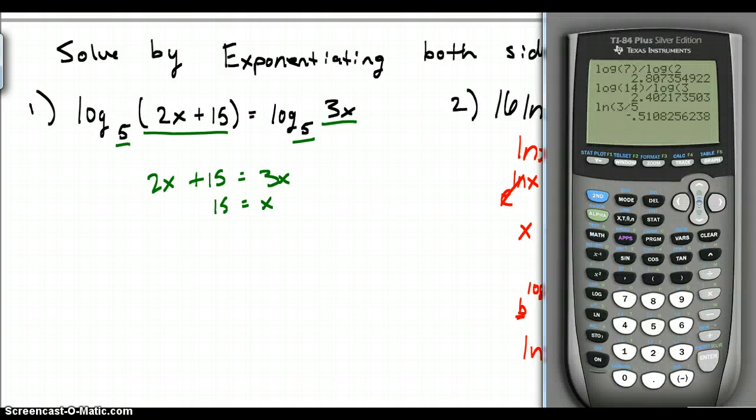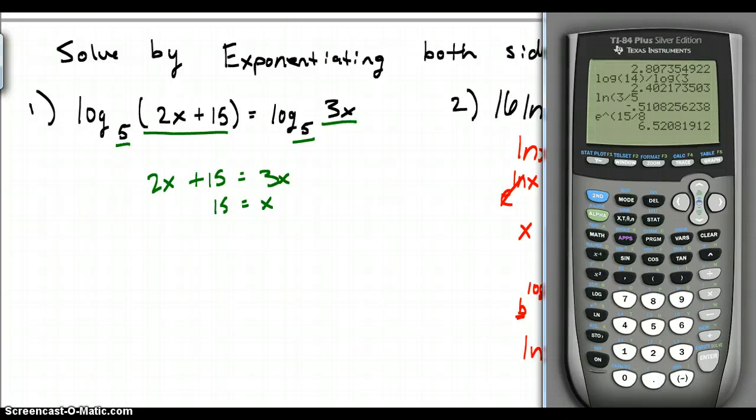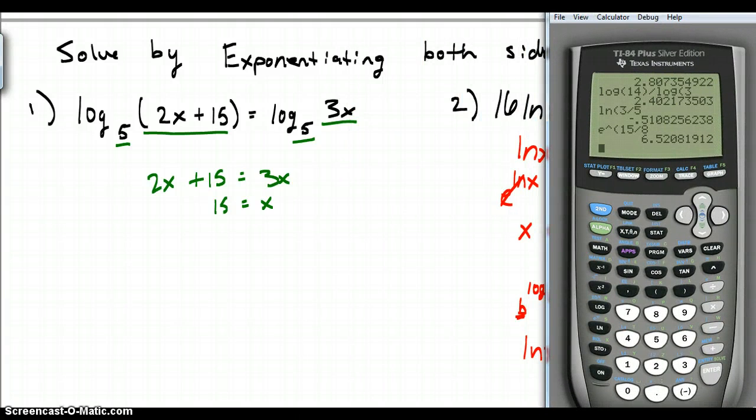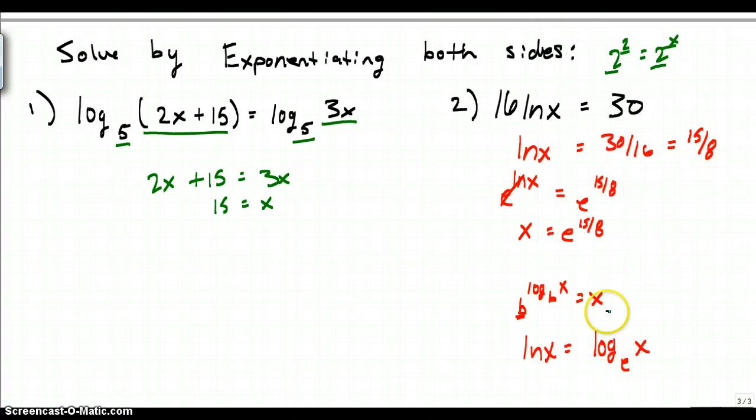And we can plug this into our calculator. If you go second natural log, it's got e to some number, and we want our number to be 15 over 8. Yep, 15 over 8. So our answer is 6.52. So x equals 6.52.